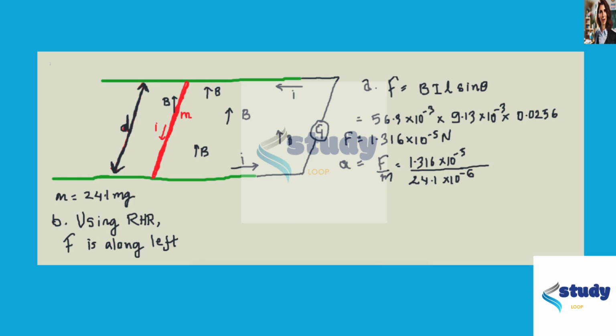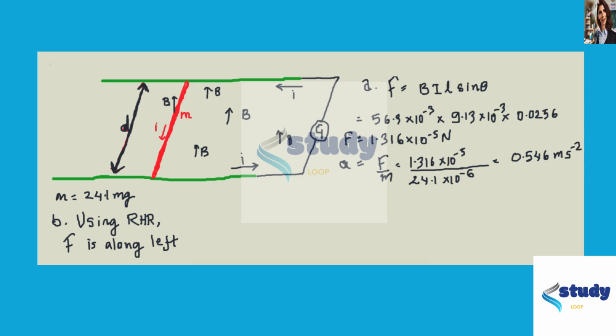It is our habit to write 10 to the power minus 3 as we see milli, right? But that 10 to the power minus 3 will convert this into gram, which is not SI, but SI is kg. So to convert into kg, multiply by 10 to the power minus 6. In this case, now acceleration will be 0.546 meter per second square.